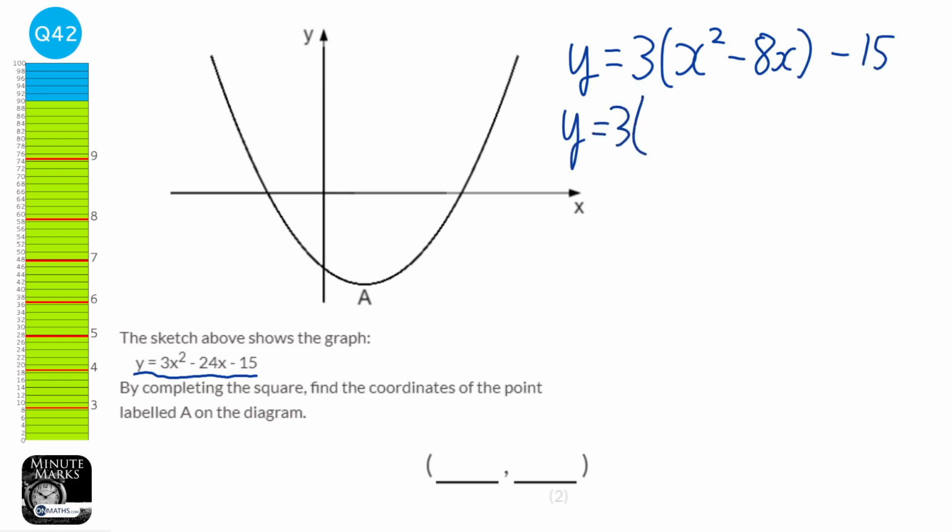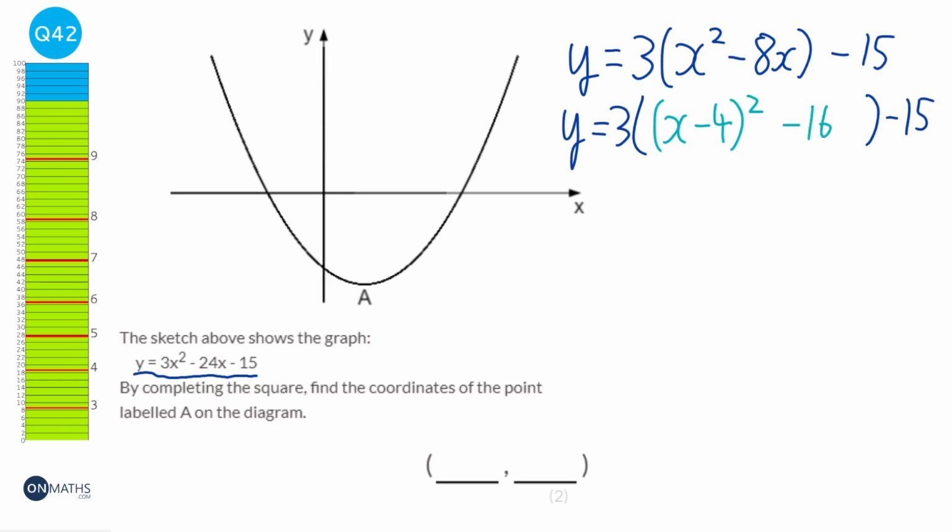Next I'm going to complete the square, so I'm going to do this in a different colour just so we can see what's happening. And to do this we have a bracket with an x minus half of the coefficient of the x, so that'd be 4 squared. Now if we expand that we get x squared, brilliant, minus 8x, fantastic, and then we have a plus 16, so we need to remove the 16, so we're going to take away the 16.